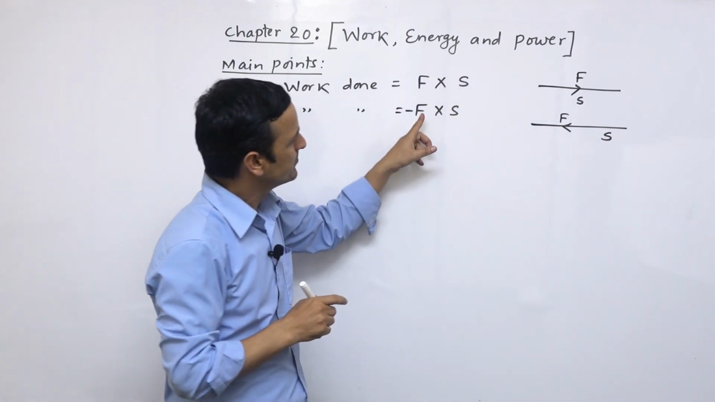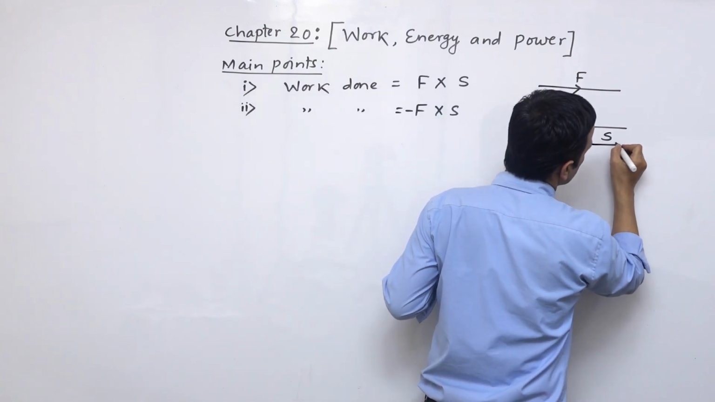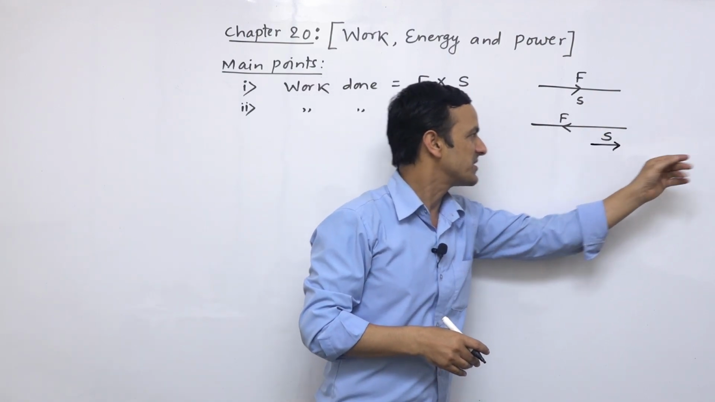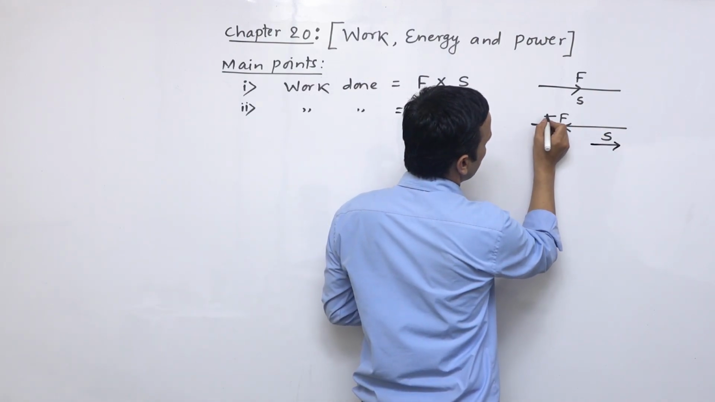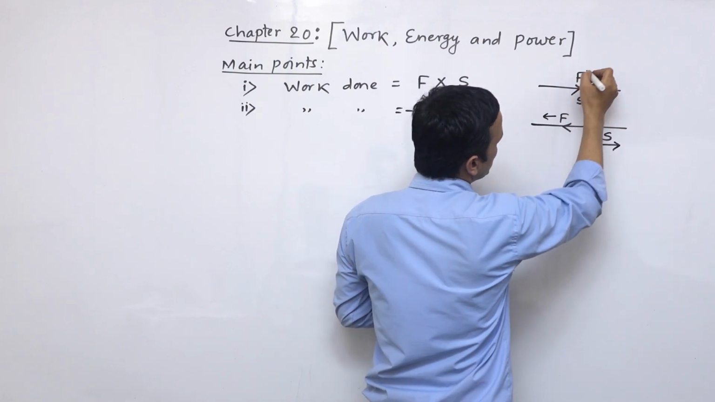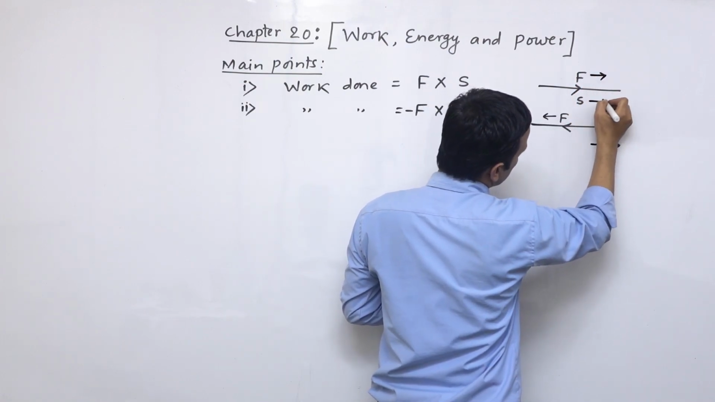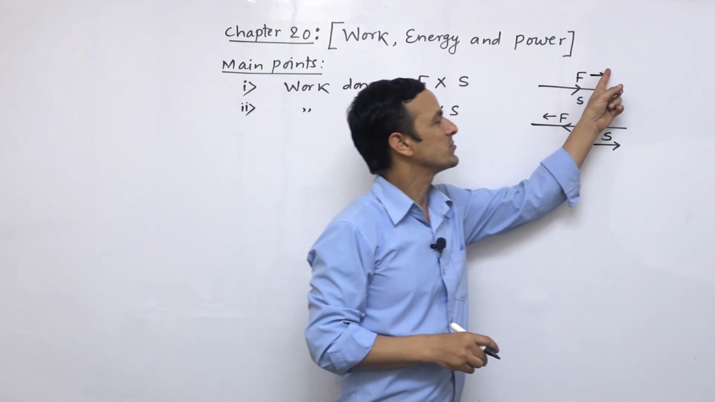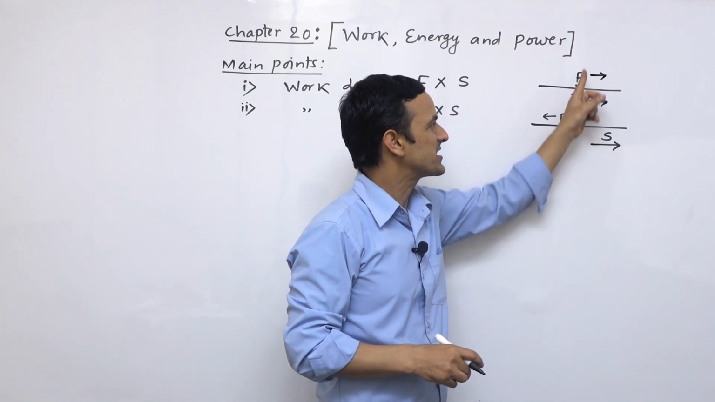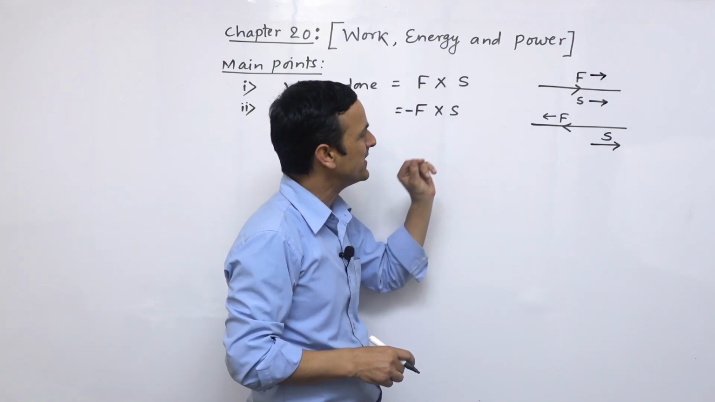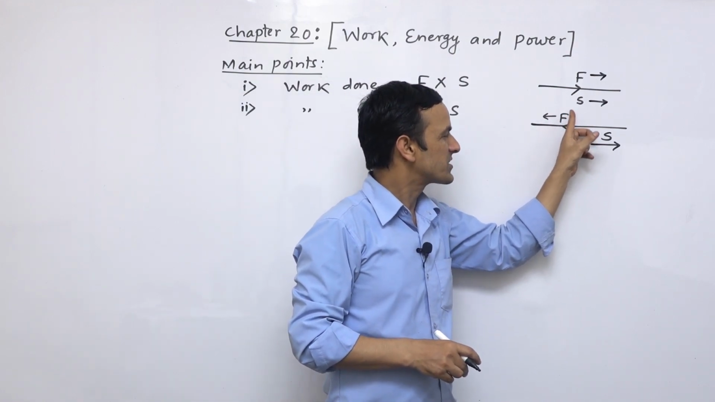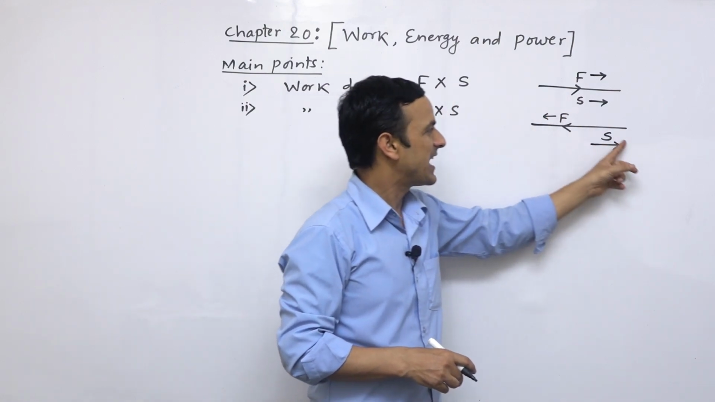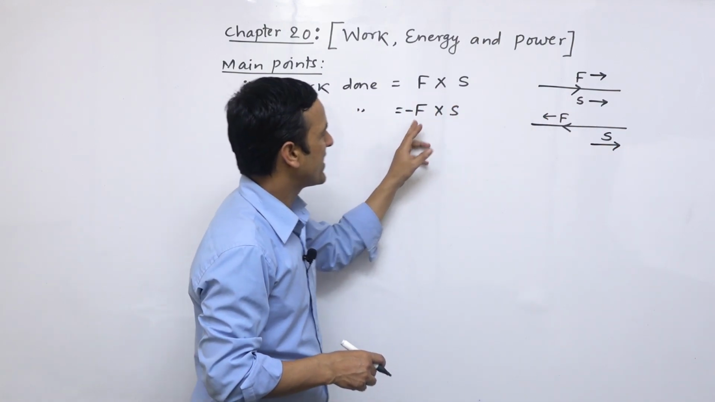When they are opposite, the displacement or movement of the body is on the other side, but the applied force is on this side, just opposite. In the other case, the force is applied this way and the displacement is also this way, so it is in the same direction. When force and displacement are in the same direction we put positive sign, and if the force is applied and displacement is just against the force applied on the body, if they are opposite direction, then we can write down minus sign.